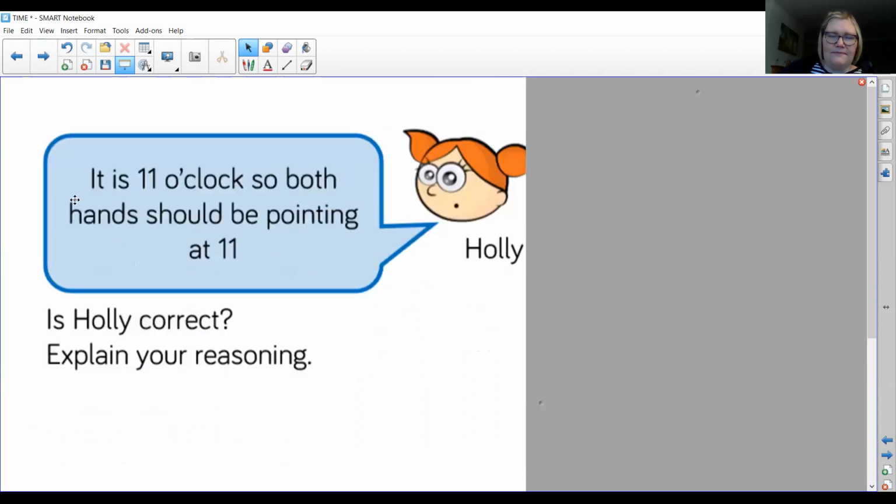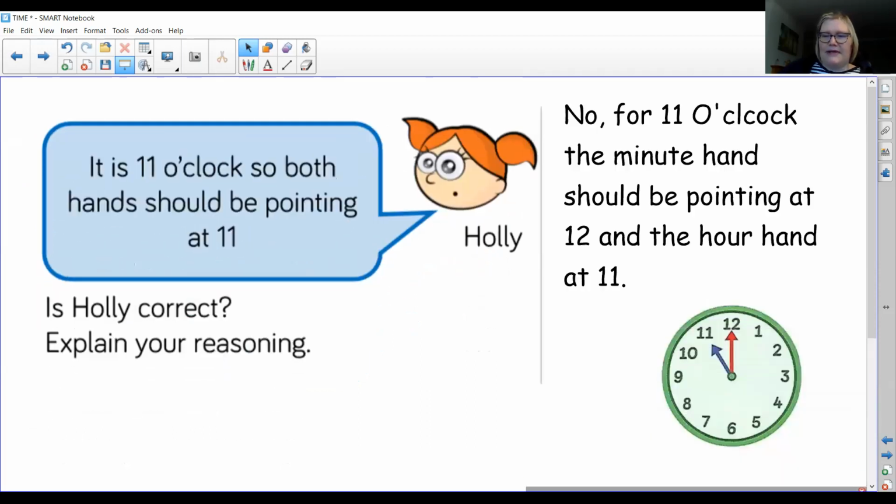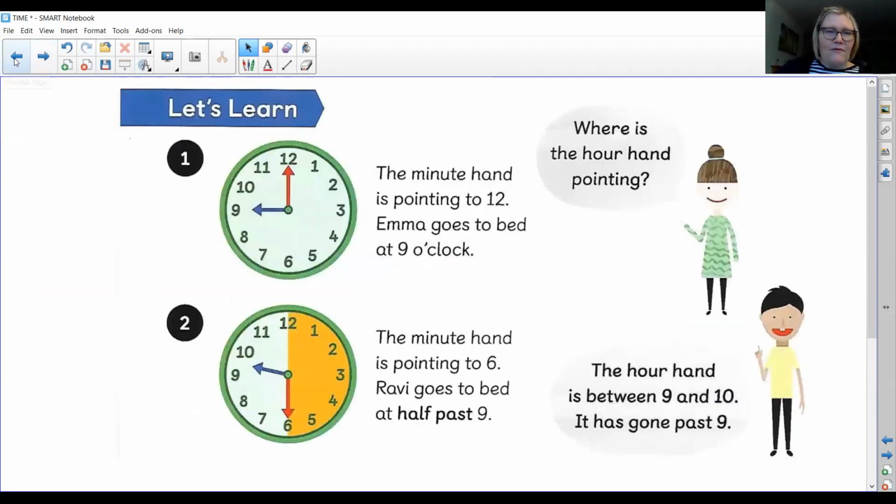Now I've got a little explanation, and I've even drawn a little clock there to show what 11 o'clock should look like. So I've put no, for 11 o'clock, the minute hand should be pointing at 12 and the hour hand at 11. And I've drawn a picture there to show that I understand why Holly is not correct. Okay, well done. Right, hopefully now you should have a good understanding of the o'clock times.